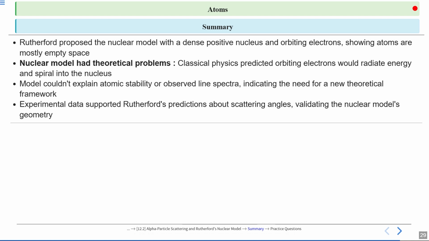Despite its problems, Rutherford's model was supported by experimental data. When scientists fired alpha particles at thin gold foil, most passed through, but some bounced back at large angles. This matched Rutherford's prediction and confirmed that the atom's positive charge is concentrated in a small nucleus. So while the model wasn't perfect, it was a crucial step forward in understanding atomic structure.